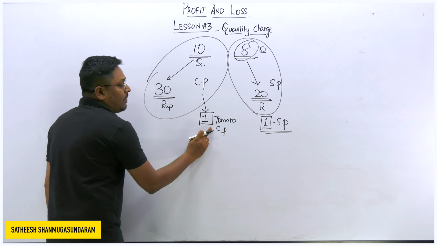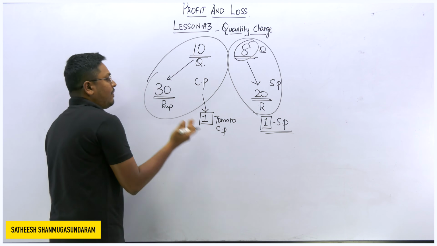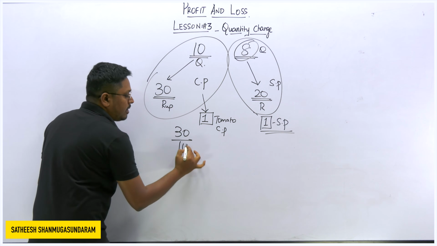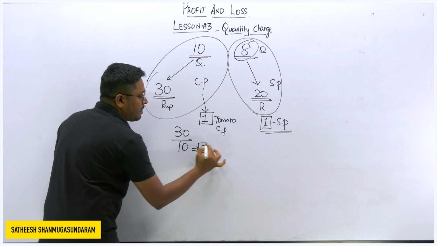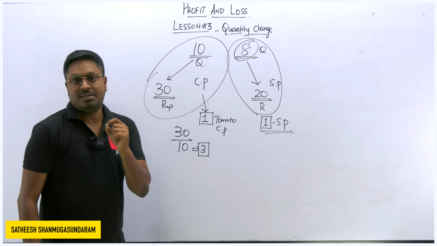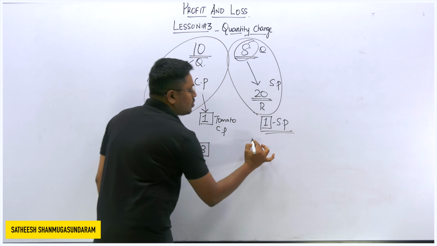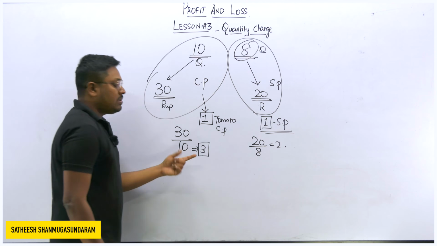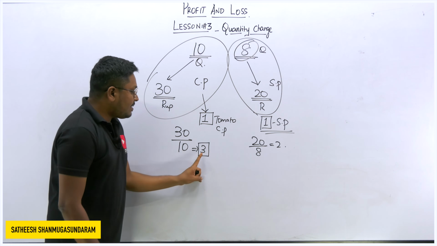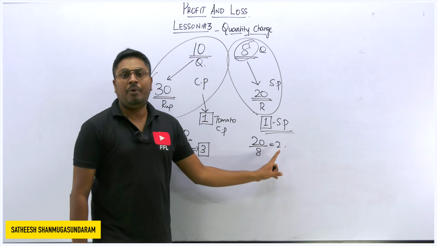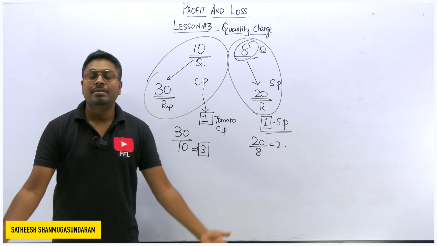So just see here, for finding one tomato cost price, how will you find it? 30 rupees divided by how much quantity? 10. So we can say 3 rupees. So 3 rupees will be the price of one tomato, right? Cost price. So what about the selling price? 20 rupees divided by 8. So something around 2 point something. So you can decide, right? The cost price is 3 rupees. The selling price is 2 point something. So definitely it is a loss.